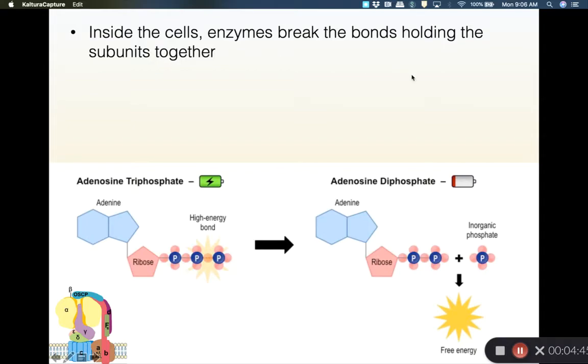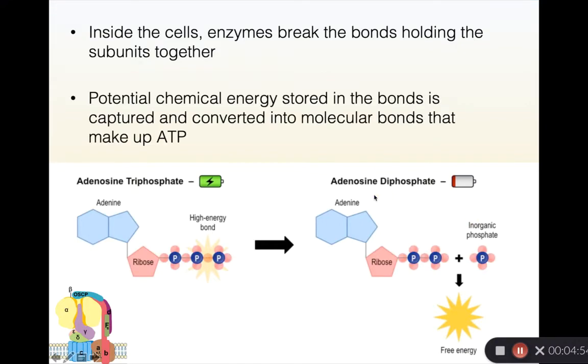Now that these have been carried through the bloodstream, enzymes break the bonds holding the subunits together, and the potential energy stored in those bonds, the ability to do work, is captured and converted into the molecular bonds that make up ATP. There is an important enzyme we're going to go into a little later called ATP synthase, which creates these adenosine triphosphates that allow our body to do work by breaking, again, this phosphate bond.